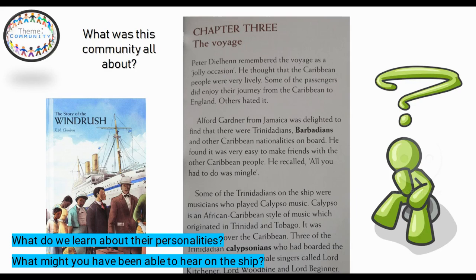Chapter 3, The Voyage. Peter Dalhern remembered the voyage as a jolly occasion. He thought that the Caribbean people were very lively. Some of the passengers did enjoy their journey from the Caribbean to England. Others hated it. Alfred Gardner from Jamaica was delighted to find that there were Trinidadians, Barbadians, and other Caribbean nationalities on board. He found it very easy to make friends with the other Caribbean people. He recalled, all you had to do was mingle. Mingle means to get in between, to talk to people.